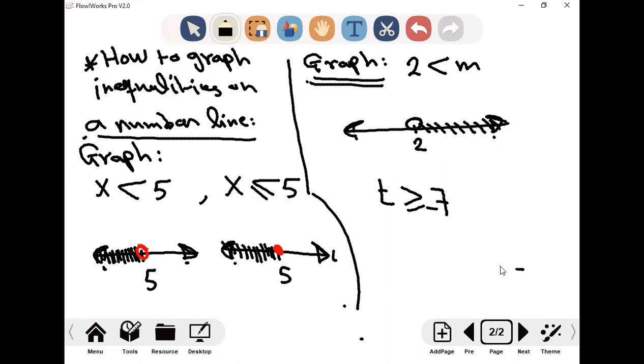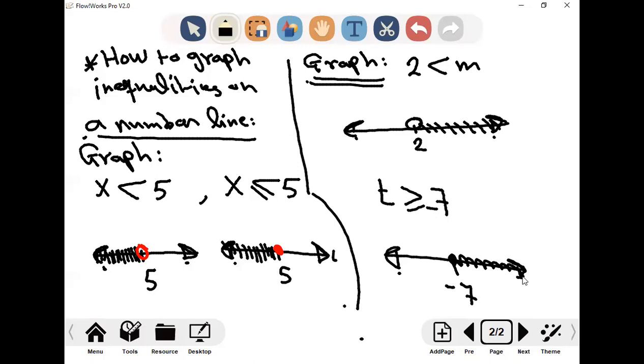Same here. t more than or equal negative 7. Negative 7. You have equal sign. What will you put here? Closed circle. Read t more than or equal negative 7. So you will go to the right. Okay? You understand how we graph solutions? Right.